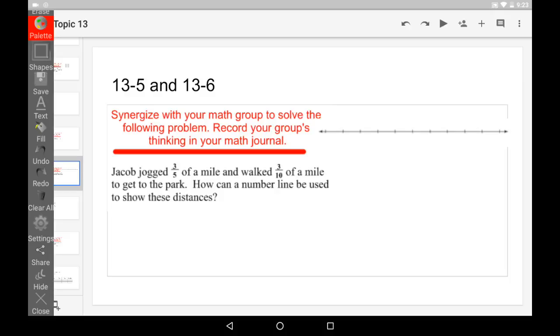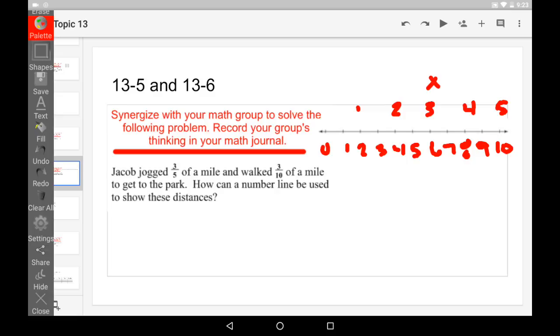Okay. Well, we have this number line here that, if I count, is split up into tenths. So we have our 0, 1, 2, 3, 4, 5, 6, 7, 8, 9, and our 10. I could also look at this as fifths. I'm going to write the fifths up above. 2, 3, 4, and 5. So if he jogged 3/5, he would be here. And then he walked 3/10.